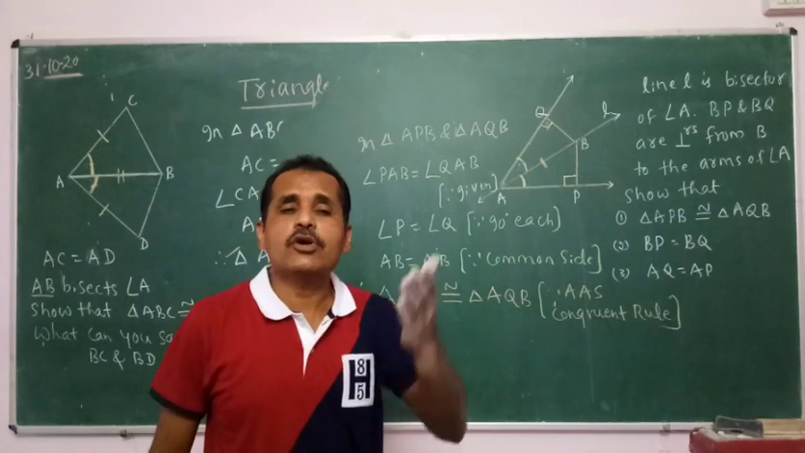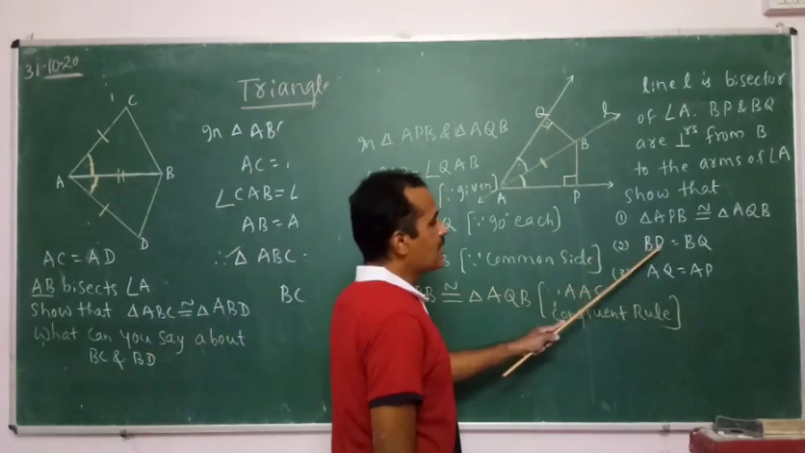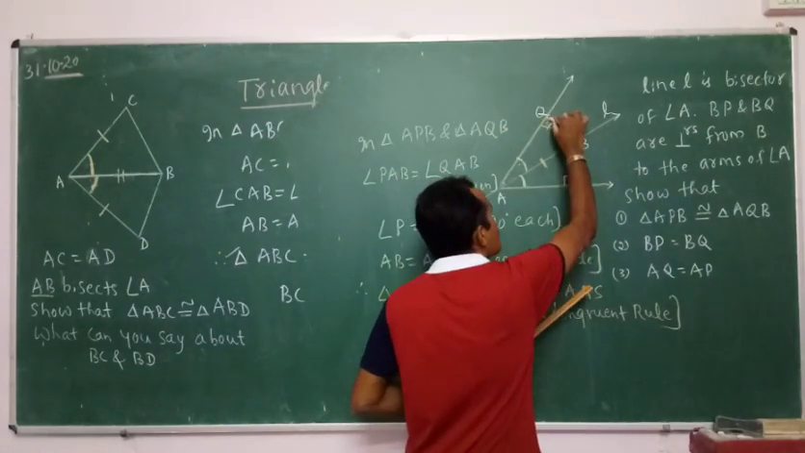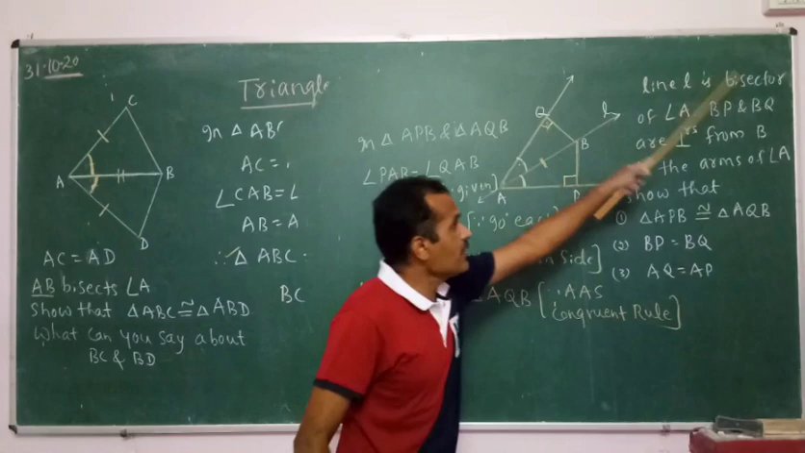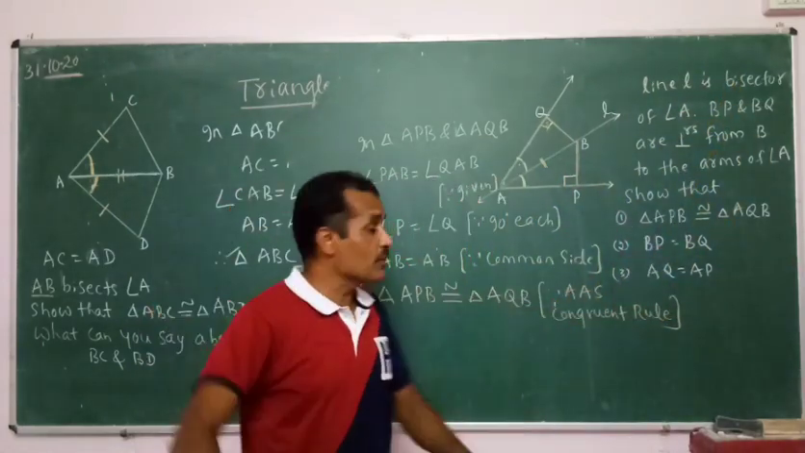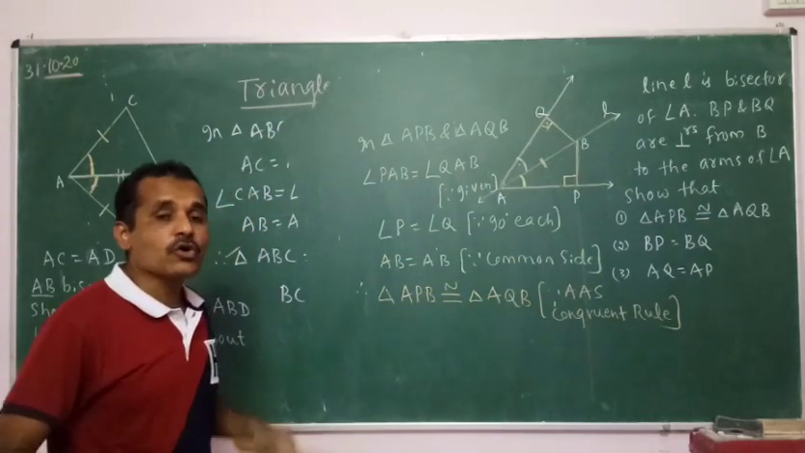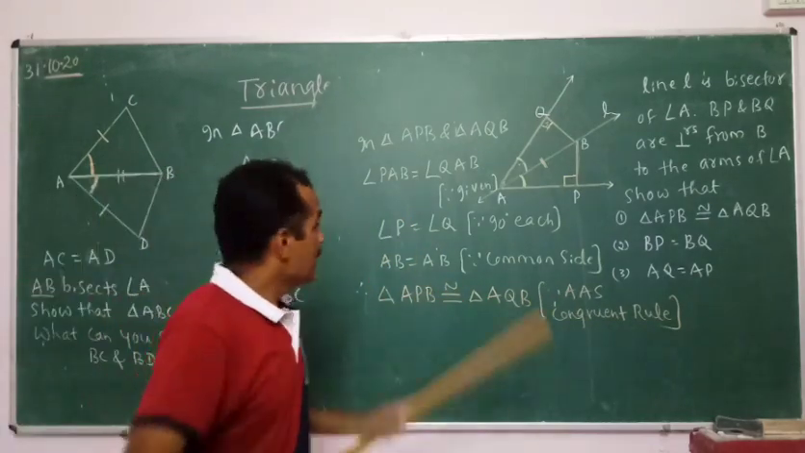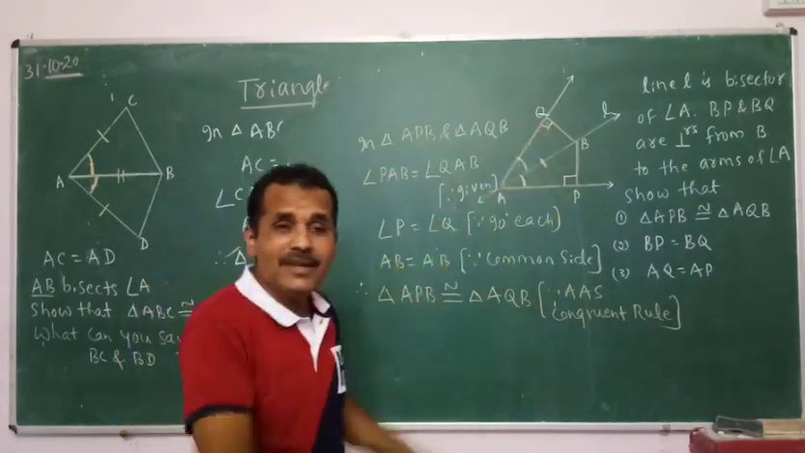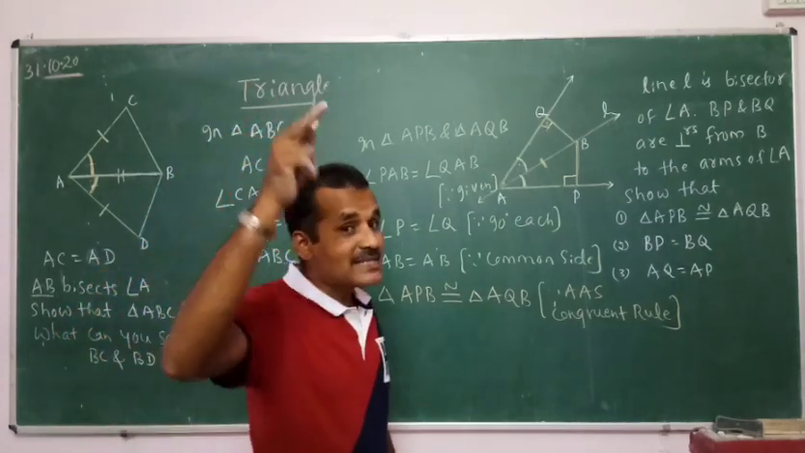Once I prove the triangles are congruent, I have told you, the remaining three things are also automatically equal to each other because of simplicity. Come on, does BP equal BQ? Then BP is equal to BQ. My dear children, it is not given that they are equal, but now I can say they are equal because I have proved the triangles are congruent. Once I prove the triangles are congruent, the remaining three things are also equal to each other.